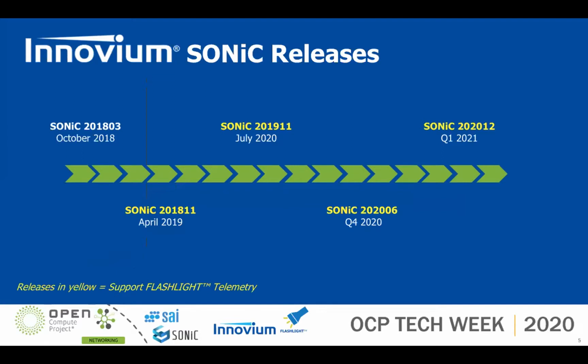SONiC on Innovium-based systems is already deployed in large data centers running live customer traffic. Innovium has a very long track record in supporting SONiC. In fact, Innovium is one of the very early enablers of 400 gig in SONiC. Our first SONiC release was based on SONiC 2018-03 in October 2018. Since then, we have made multiple releases, including SONiC 2018-11 and SONiC 2019-11. And we will be releasing support for SONiC 2020-06 and SONiC 2020-12 shortly. We have supported flashlight telemetry beginning in our SONiC 2018-11 release and in every subsequent release.